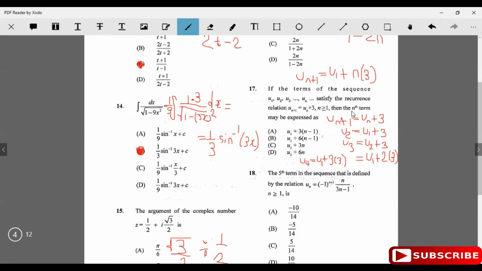But now the question is asking for the nth term, which is un. So un is u1 plus n minus 1 times 3. So we're looking for 3 times n minus 1. That's un, which is A. A for ape.